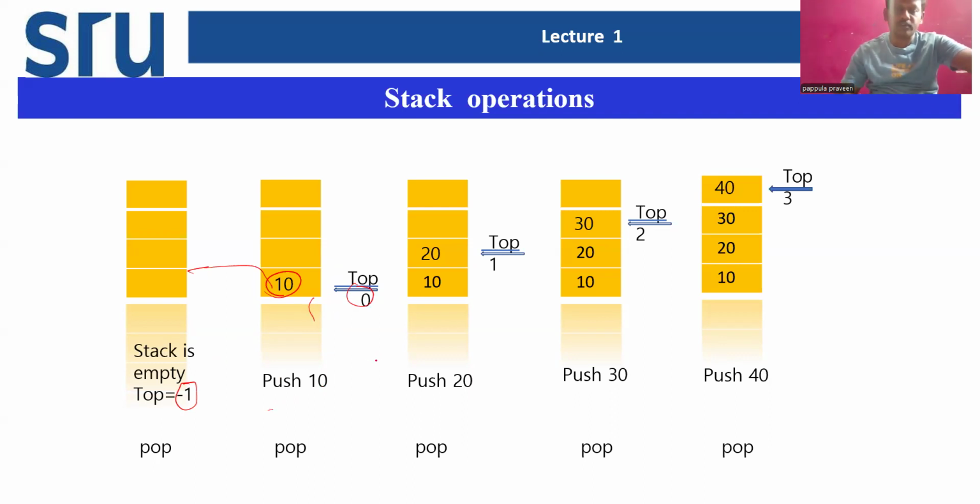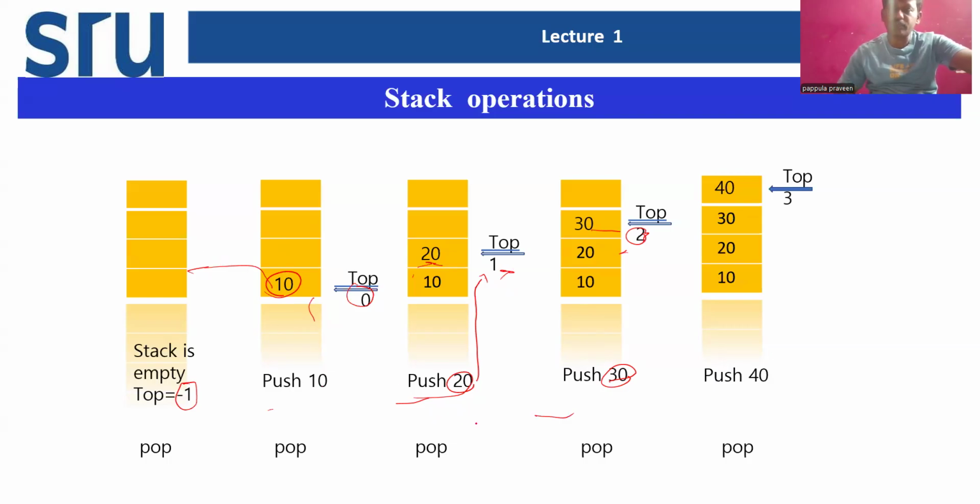Now again we are inserting a new element, that is 20. So the top value is again incremented by 1. Top equal to top plus 1, so 0 plus 1 is 1. Now this is the top position. And again we are inserting push of 30. So the third element is inserted here. Top equal to top plus 1, top value is 1, 1 plus 1 is 2. So 30 resides at top, and top value equal to 2.